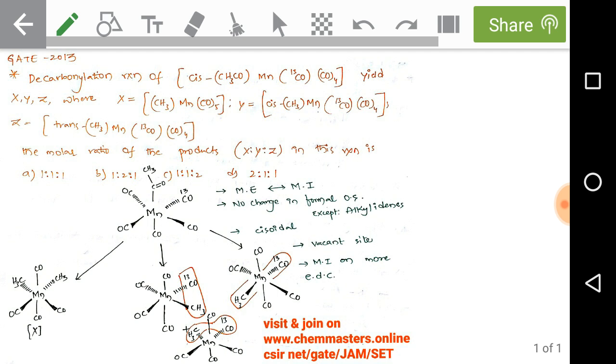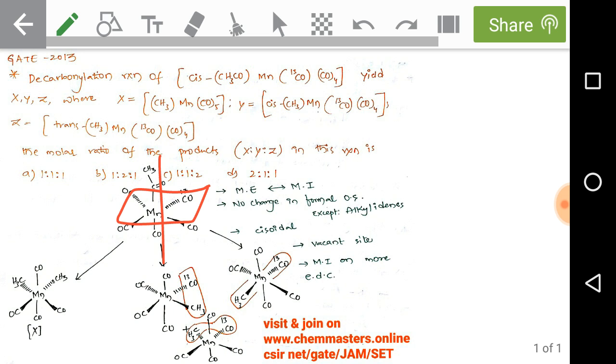First we need to draw the structure of the given reactant, that is the cis manganese complex. So manganese, the transition metal, coordinated with 6 ligands, hence it is octahedral. So that octahedral structure is given like this. Now here he said cis manganese octahedral complex with the given ligands.